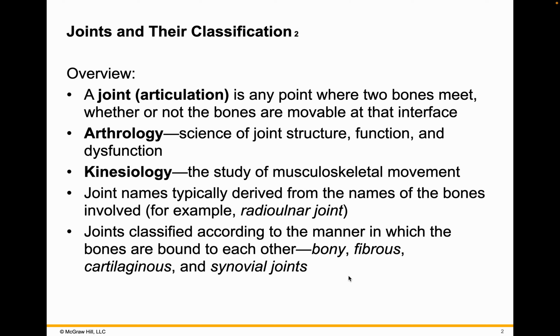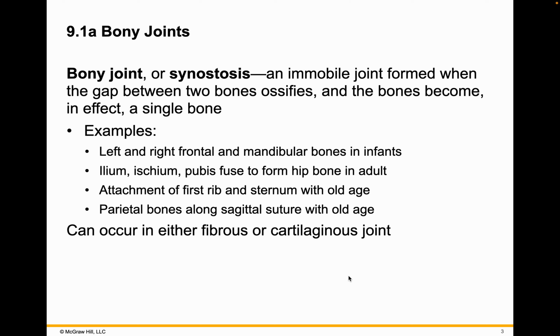The science of joint structure, function, and dysfunction is called arthrology, and kinesiology is the study of musculoskeletal movements. Joint names typically are derived from the names of the bones that are involved, for instance, the radio-ulnar joint, and they're often classified according to the manner in which the bones are bound to each other: bony, fibrous, cartilaginous, or synovial joints.